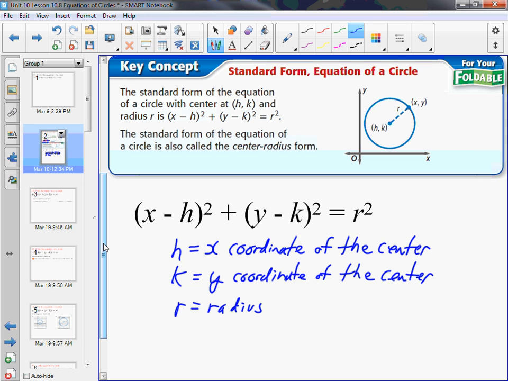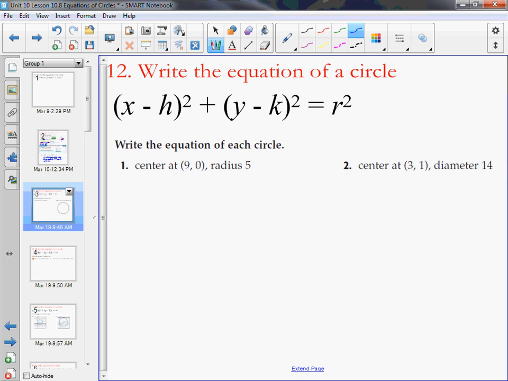Just like with the equation of a line, right? When you had y equals mx plus b, you replace m with the number, you replace b with the number, x and y were still in your equation. It's going to work out the same way. Let's do something.